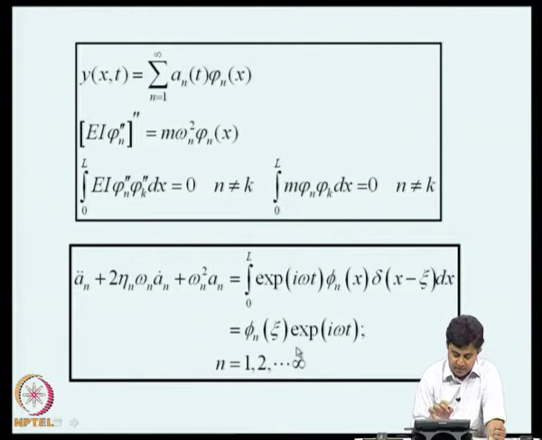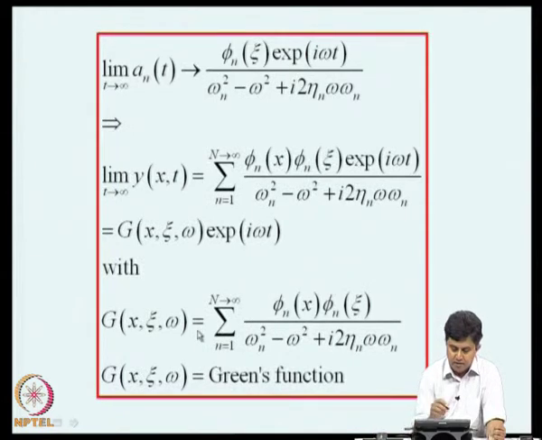So, the given partial differential equation is thus equivalent to a family of single degree freedom systems, each one of which is driven by e raised to I omega t, and the magnitude is given by the value of the mode shape at the drive point. This can easily be solved. We know how to get a n of t as t tends to infinity. So, as t tends to infinity, a n of t is phi n of psi e raised to I omega t divided by omega n square minus omega square plus I 2 eta n omega omega n.